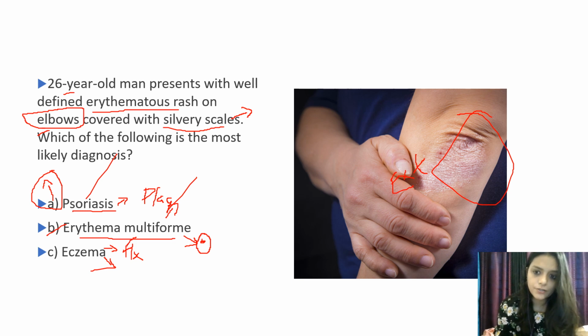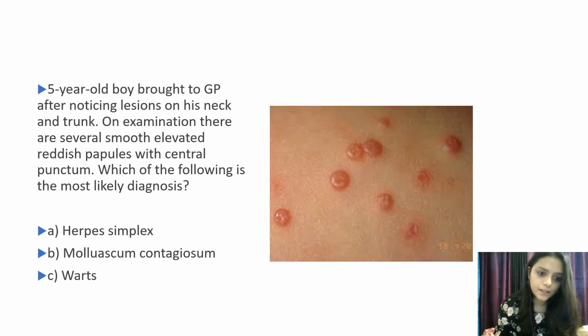Coming to the next question. A 5-year-old boy, a small child, is brought to the GP after noticing lesions on his neck and trunk. On examination, there are several smooth, elevated, reddish papules with central punctum. Which of the following is the most likely diagnosis? We have three options. The first option is herpes simplex, the second is molluscum contagiosum, and the third is what?